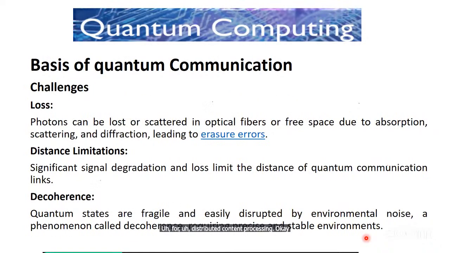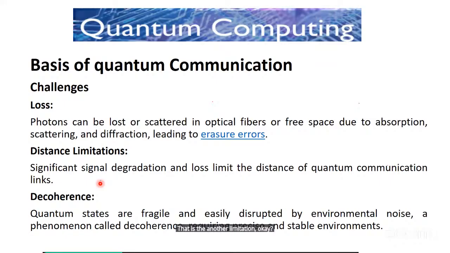Now, what are the challenges? What are the problems I'm facing in providing secure quantum communication? Why am I not able to provide secure quantum communication? One challenge is loss. Your quantum states are encoded in photons, and they get lost or scattered in the optical fiber. So there will be some error. And if the distance is more, definitely signal loss and signal degradation will be there. That is another limitation.